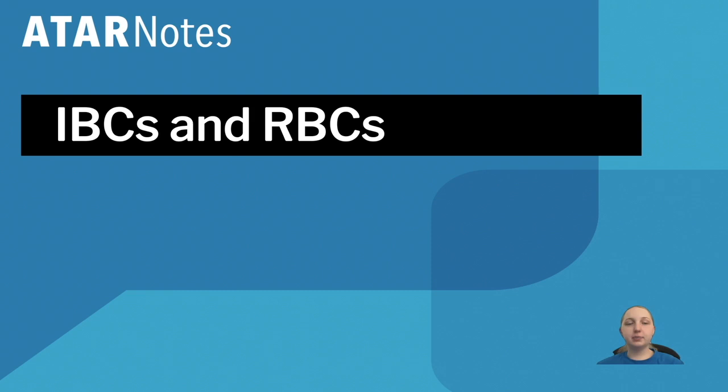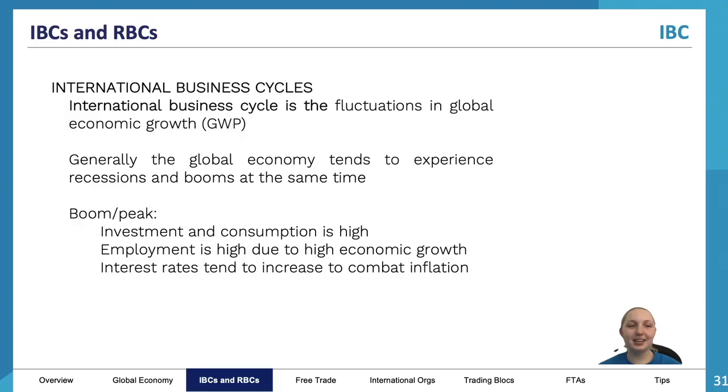The next thing we're going to be looking at is the international business cycle and the regional business cycles. So this is a little bit of a shorter bit than globalization was in the global economy. But your international business cycle is essentially the fluctuations in global economic growth. So it's pretty much measuring and tracking how does GWP increase and decrease, why is it increasing and decreasing, how can we help stabilize it, things like that.